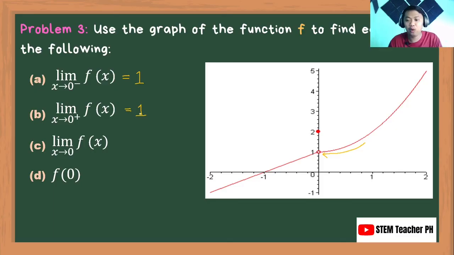Dahil nagkapareho yung left side at right side limit natin, then they are both 1. The value of our limit as x approaches 0 is equal to yung value na pareho, which is 1. Kaso nga lang, nag-iba lang yung function kasi open tayo kay 1, meron tayong value ng function, etong meron tayong close, that is at positive 2. So this is the whole process kung paano natin malalaman yung left side, right side limit, saka yung value ng limit itself, saka nung function kapag given tayo ng graph.